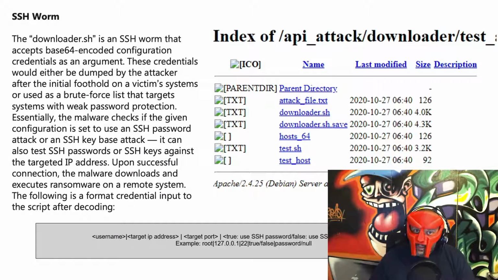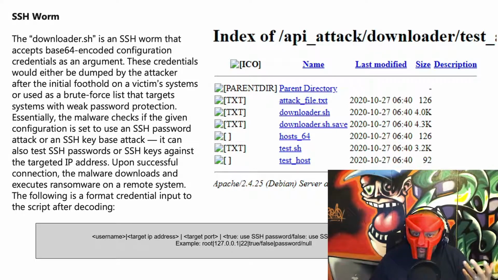And here we have the SSH worm in this downloader.sh file. It's an SSH worm that accepts base64 encoded configuration credentials as an argument. These credentials would either be dumped by the attacker after the initial foothold on a victim's systems or used as a brute force list that targets systems with weak password protection.